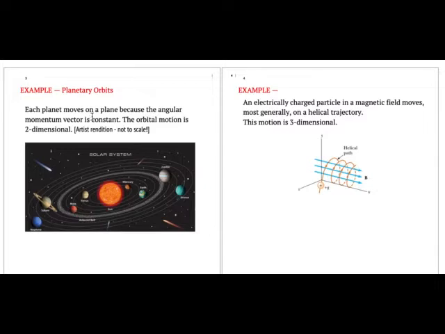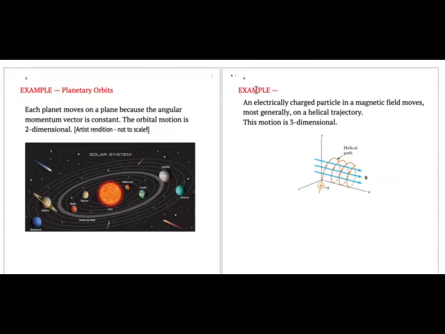Though the solar system is 3-dimensional, the motion of a planet is really only 2-dimensional. That's because angular momentum is constant. And we'll come back to talk about angular momentum later in the semester, but since the angular momentum vector is a vector perpendicular to the orbit plane, and since it's constant, that means the orbit plane never changes. So the Earth just continues revolving around the sun on a 2-dimensional plane.